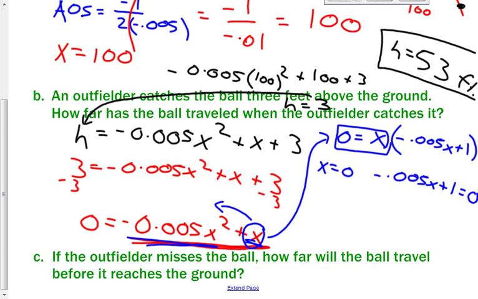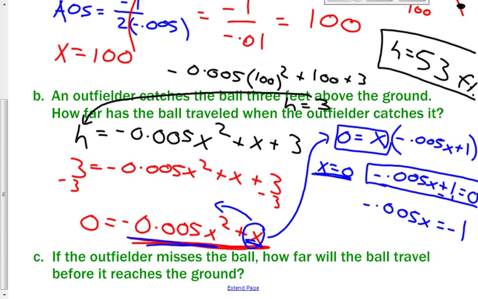This is the one that I'm going to find. We already know that my horizontal distance is 0 feet when the height is 3 feet off the ground, because that's where he hit it from. But now after it had traveled a distance and an outfielder caught it 3 feet above the ground, how far is that distance? That's found by solving this one. So I'm first going to subtract the 1. So negative 0.005x equals negative 1. And now I'm going to divide by negative 0.005.